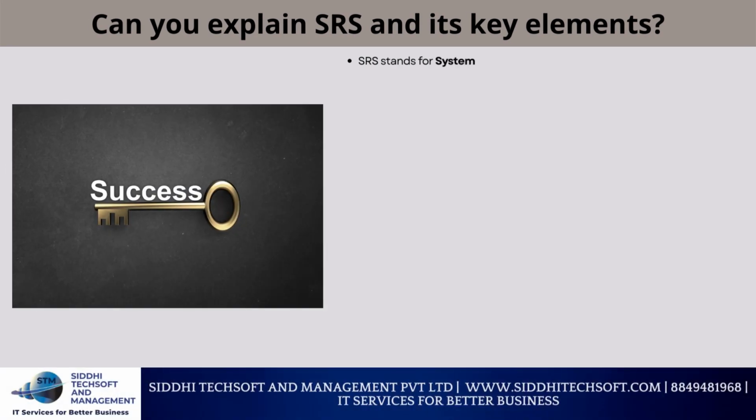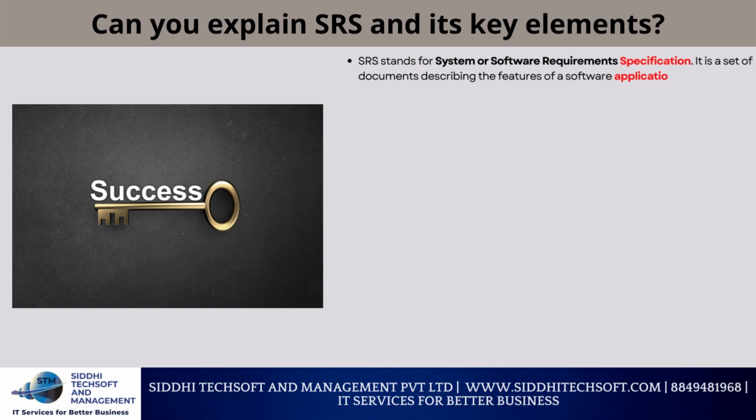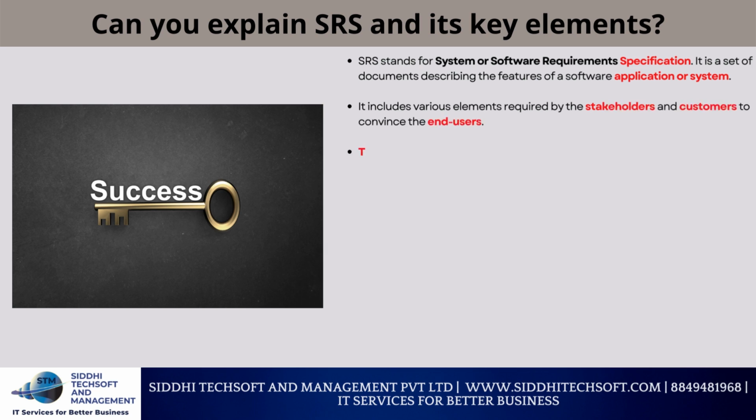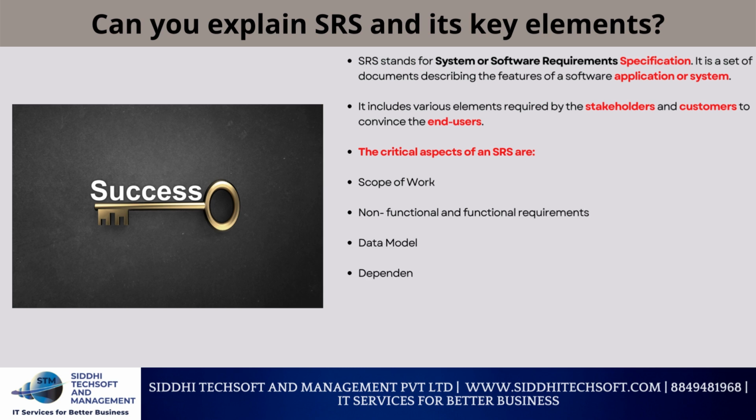Can you explain SRS and its key elements? SRS stands for System or Software Requirements Specification. It is a set of documents describing the features of a software application or system. It includes various elements required by the stakeholders and customers to convince the end users. The critical aspects of an SRS are: scope of work, non-functional and functional requirements, data model, dependencies, assumptions and constraints, acceptance criteria.